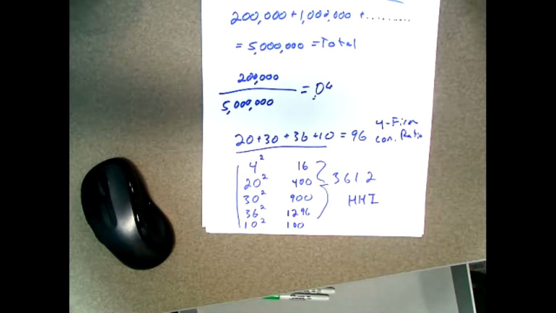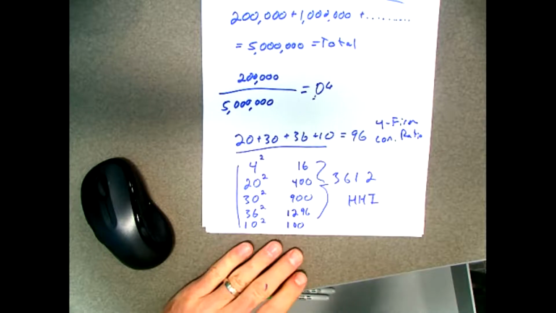Any other questions related to those? So the 4-firm concentration is just based on the market share percentages. It has nothing to do with squaring. Right? Nope. It's just adding up the top 4 firms' percent market share. And the HHI is squaring.